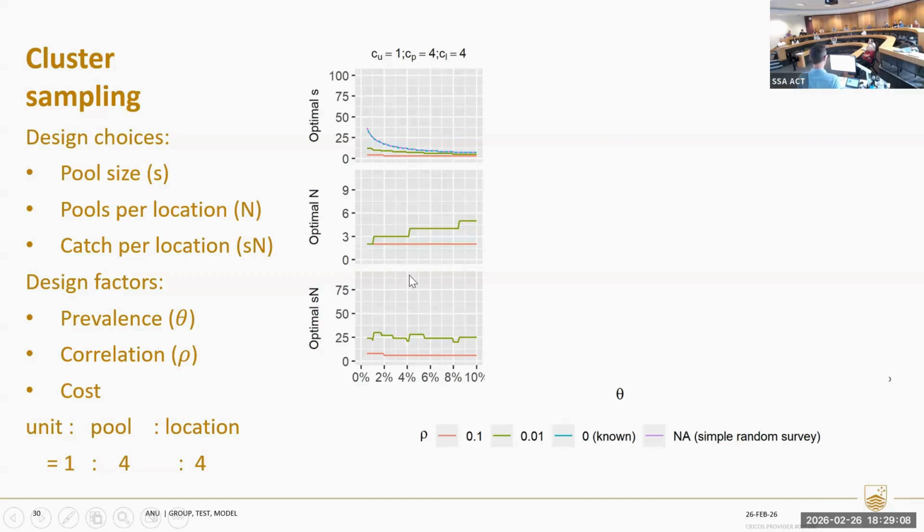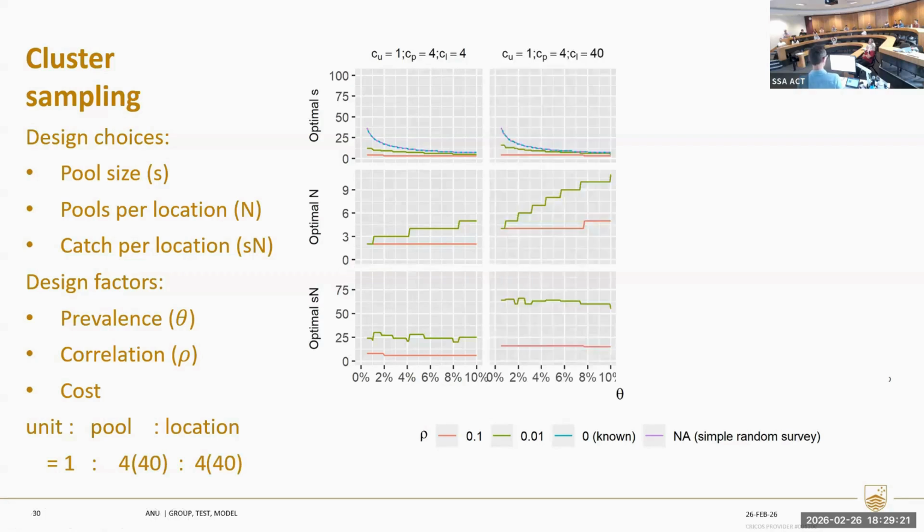Now, again, this is just for a particular cost structure. The cost of going out to a location is not very high, say compared to the test. But what if you make everything more expensive? What if testing is more expensive or going out to a site is more expensive? So in this case, we've made going out to a site, going to a location, setting up, much more expensive. And then the optimal number to catch per site goes up, the optimal pool size goes up slightly, and the optimal number of pools goes up as well.